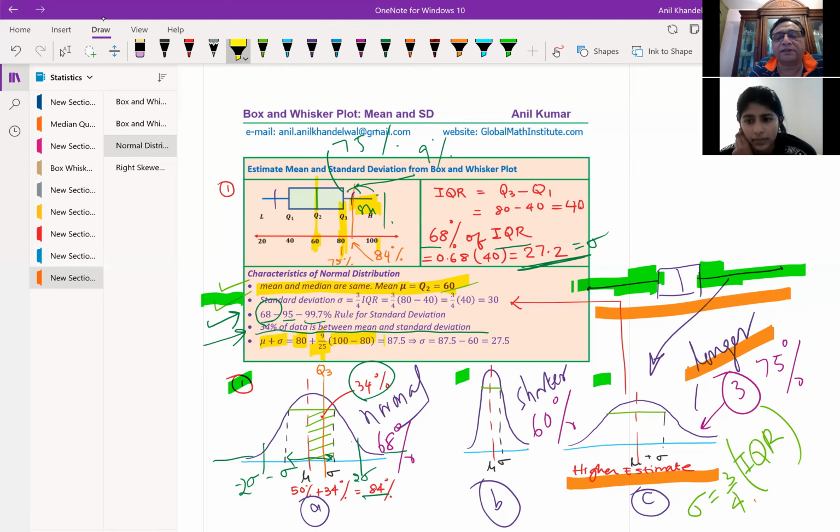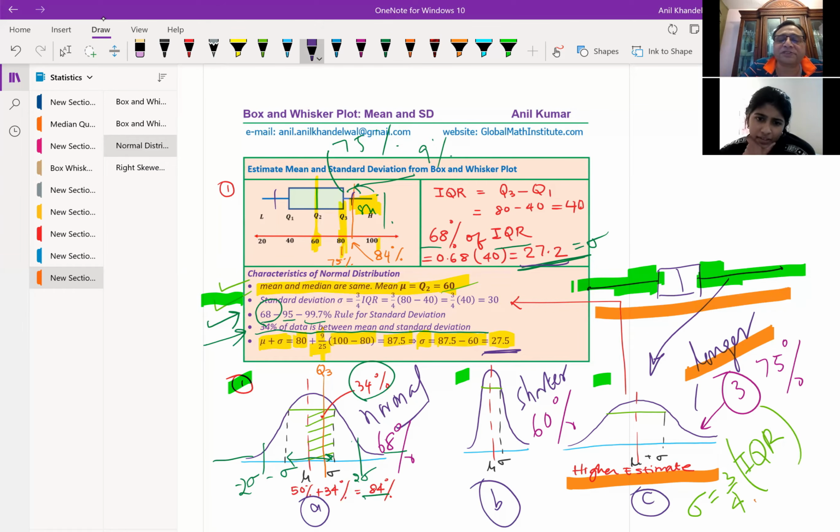So when you calculate this, you get 87.5 as the value of mean plus standard deviation. And therefore, standard deviation is take away mean, which is 60. So 87.5 minus 60 is 27.5. Right, so we get another estimate, which is 27.5, which is close to 27.2. Do you see that? They're very close.